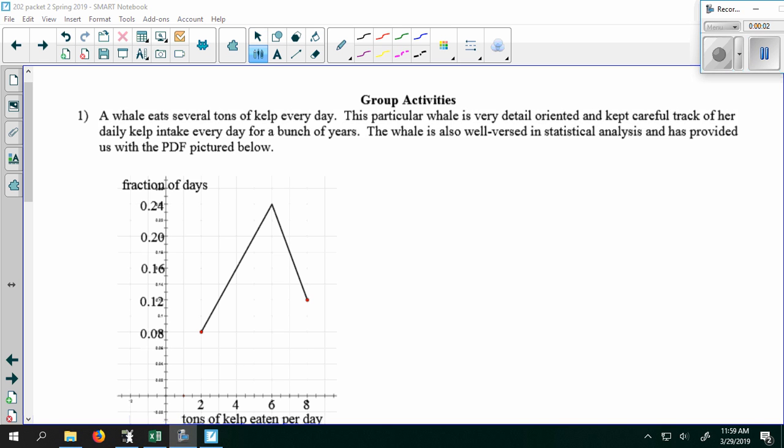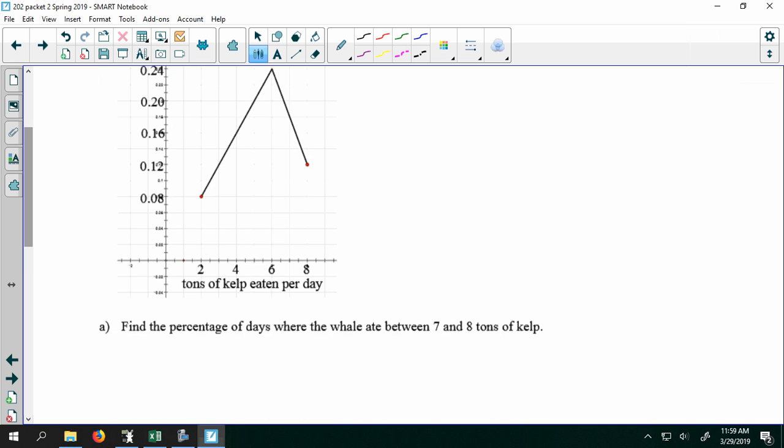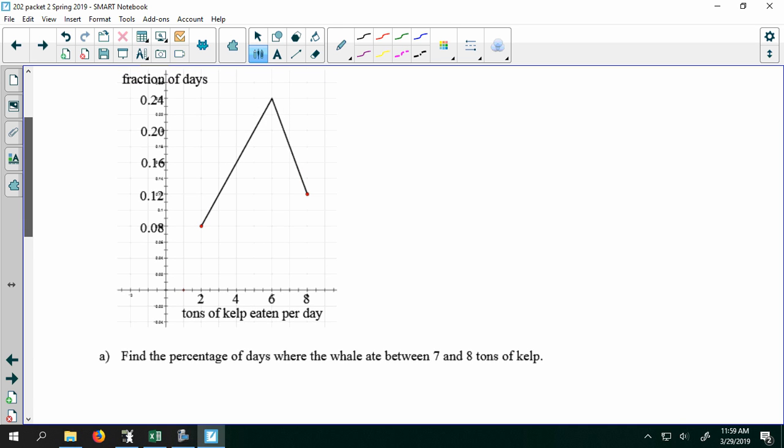All right, the whale eats several tons of kelp every day, and this particular whale kept careful track of her daily kelp intake every day for a bunch of years and created a PDF of their consumption. So we want to find the percentage of days where the whale ate between 7 and 8 tons of kelp. So that means I want to find the area under the PDF between 7 and 8.